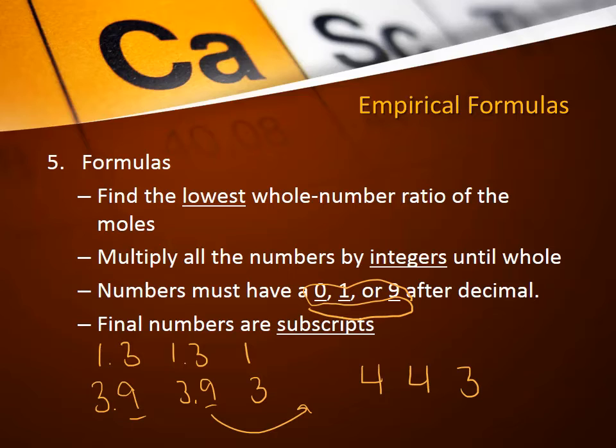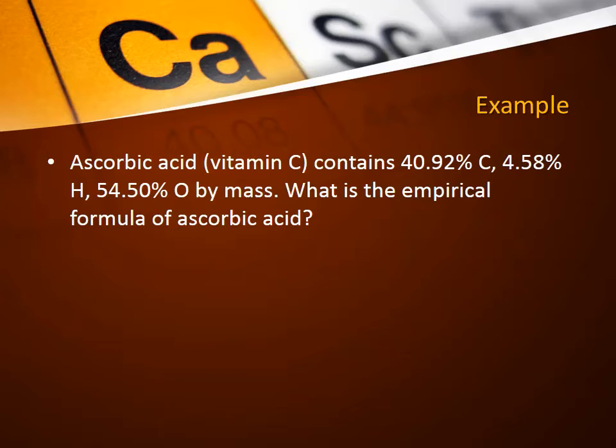So the 9s will round up, and the 0 and 1s will round down, technically. So those numbers, once they're 0, 1, or 9, become your subscripts. And there you go. That's an empirical formula. Let's try this though. I'll show you the whole thing.